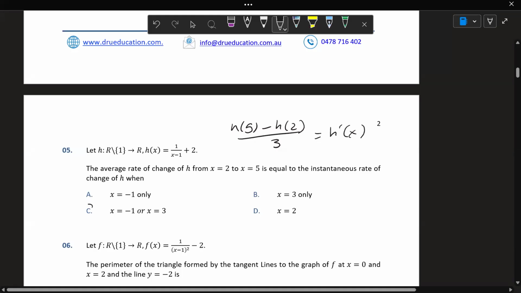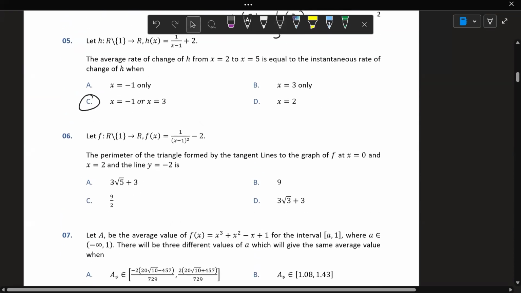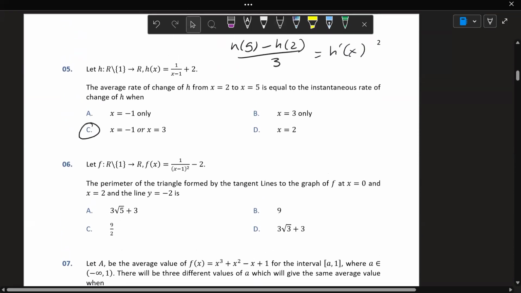That's x equals -1, x equals 3. Okay, so we're given a function and we have to find the perimeter formed by tangent lines. The way I do this is I quickly define this function and get the tangent lines.